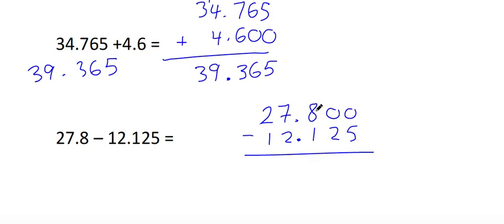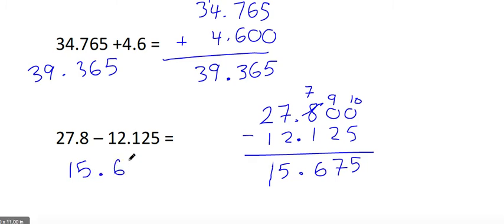0 minus 5 cannot be, so I will borrow from here: it's 7, here 9, here 10. Now 10 minus 5 equals 5, 9 minus 2 equals 7, 7 minus 1 equals 6, and 7 minus 2 equals 5, and 2 minus 1 equals 1. So it will be 15 as the whole number and 0.675 as the decimal part.